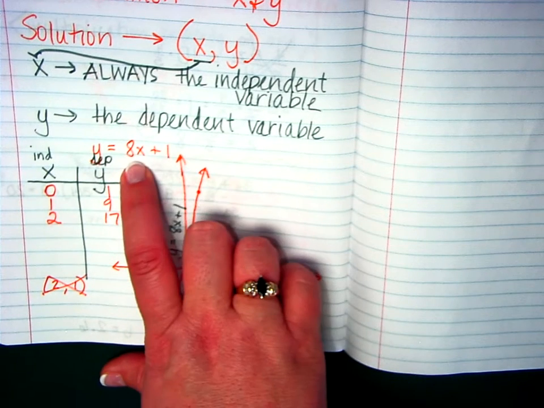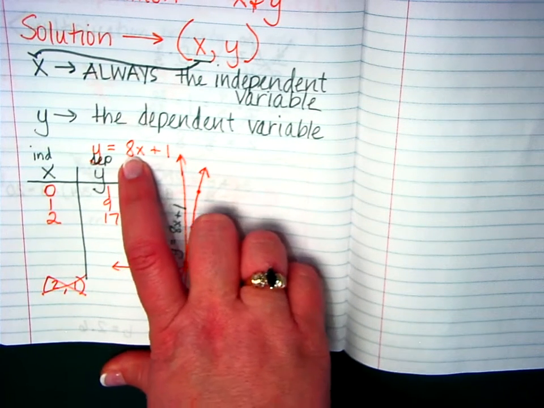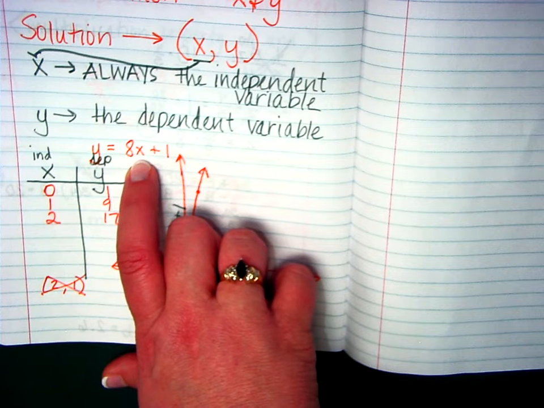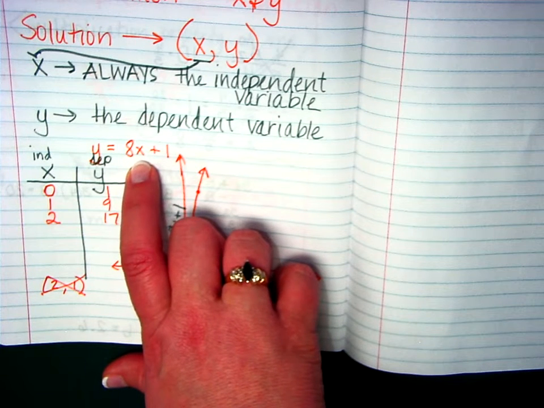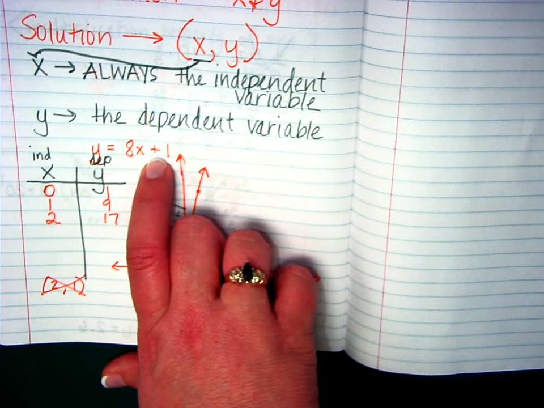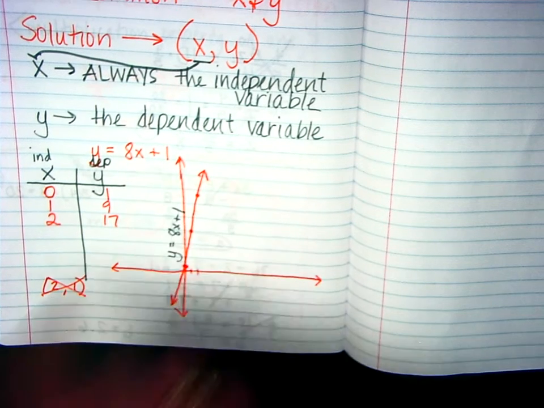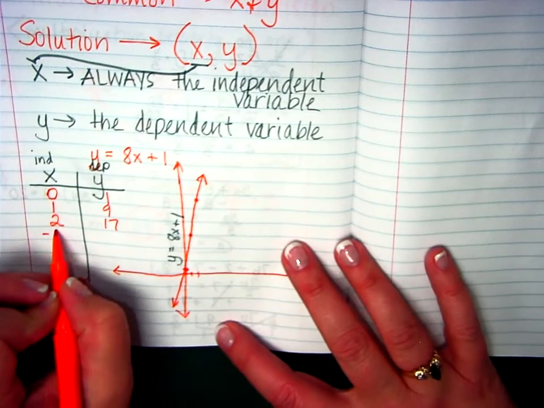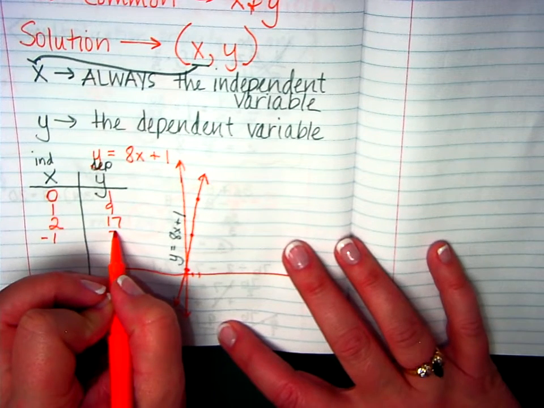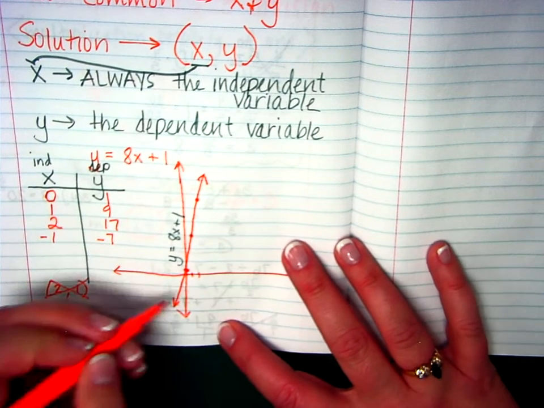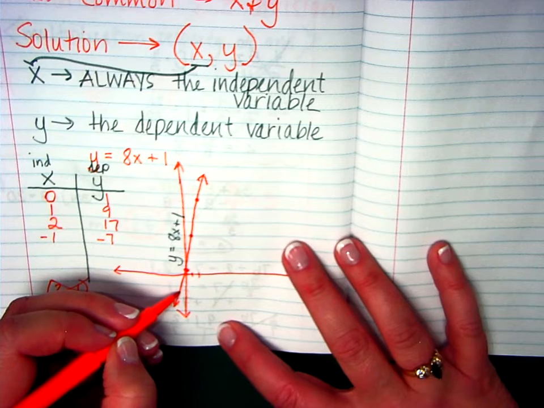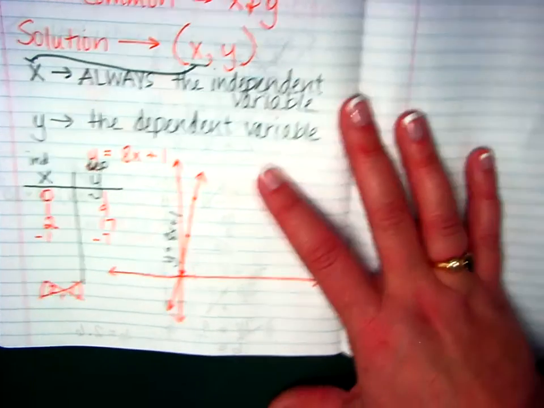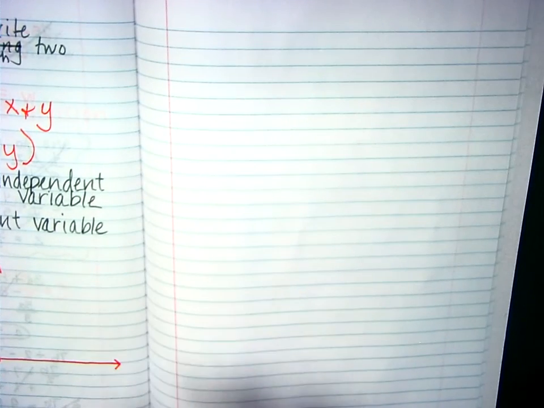And if I do a -1, now you could do it on your calculator, but I know in my head that 8 times -1 is -8. And then plus a 1 would take -8 to a -7. So if I had put -1 in, my answer would have been -7. So that would have been the point that's down over here. Still falls on the line. So absolutely can work.